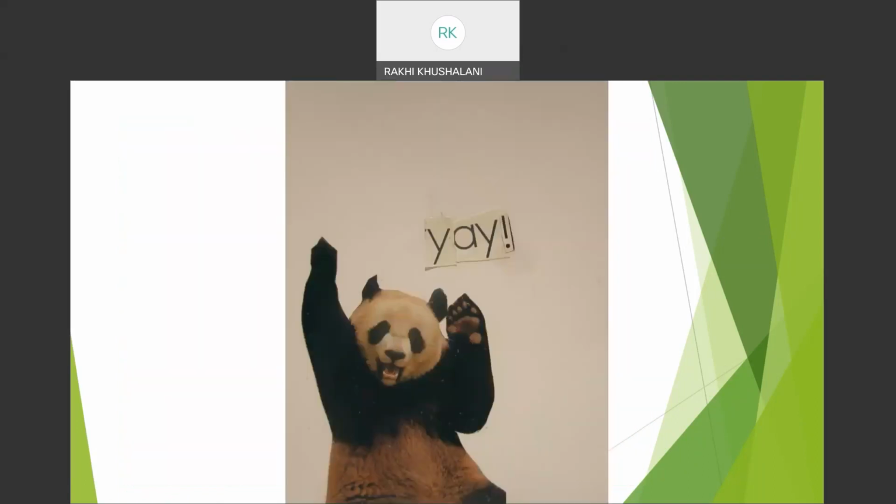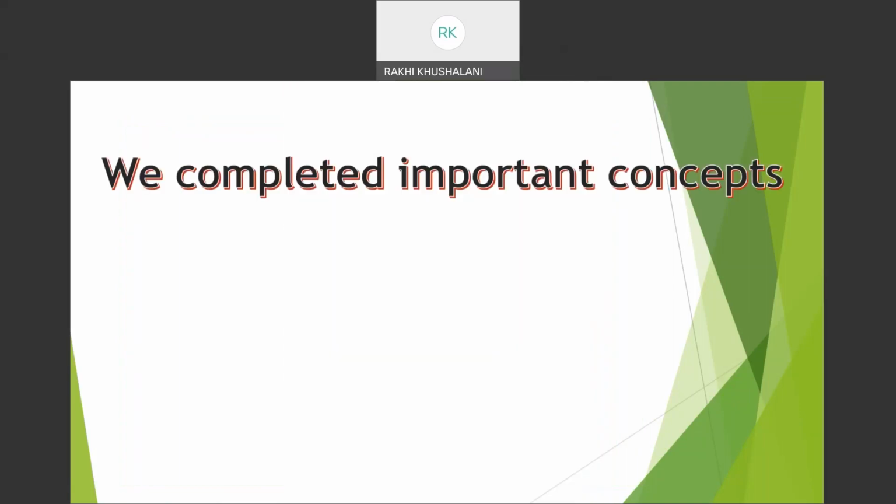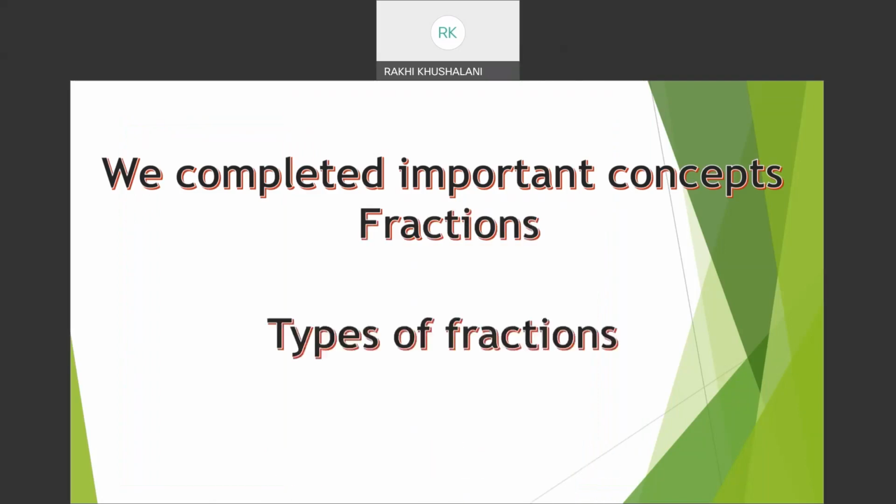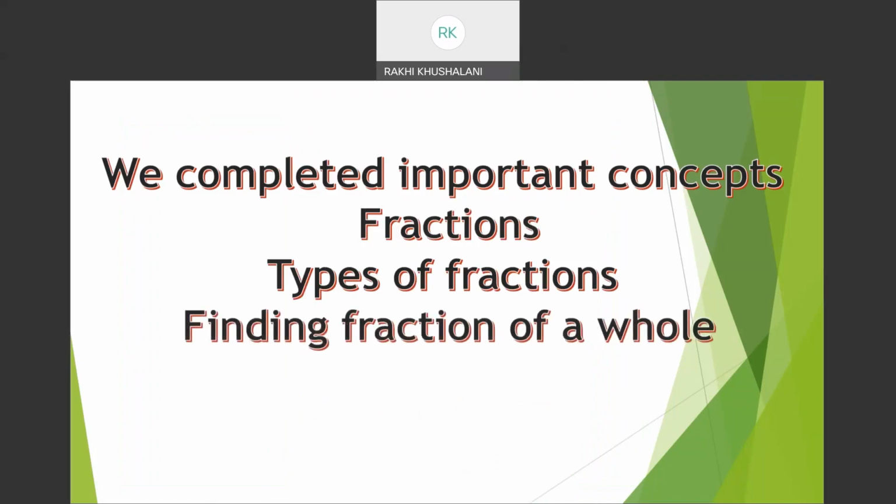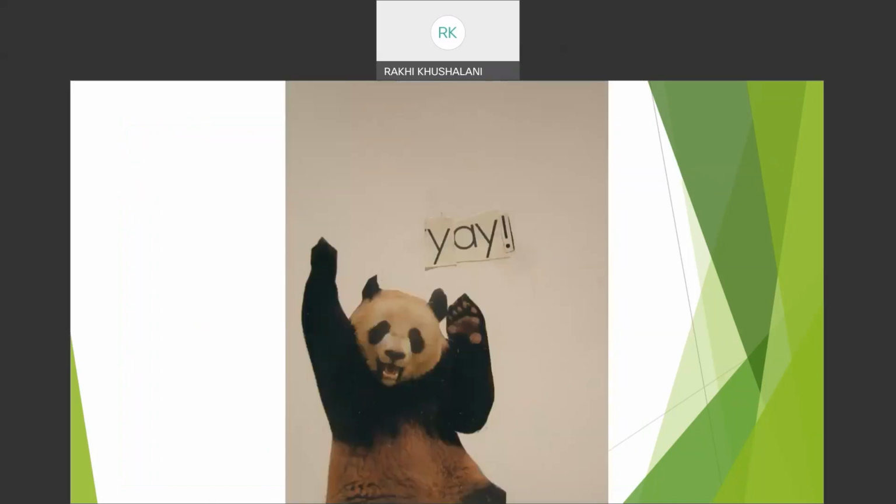So what I am trying to say is yippee! The panda is laughing and saying, I have completed so much portion of fractions. We completed important concepts like fractions, types of fractions, finding the fraction of a whole, and of course the conversions. These are the most important topics that we have done. Great job. The only worry is whether you have all understood the grouping or not.